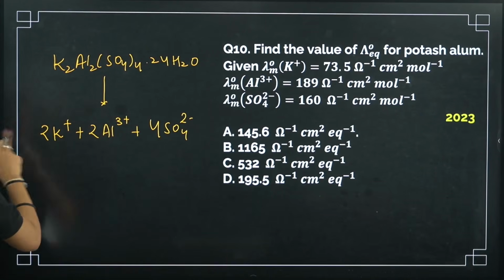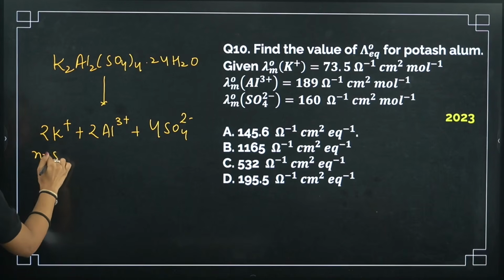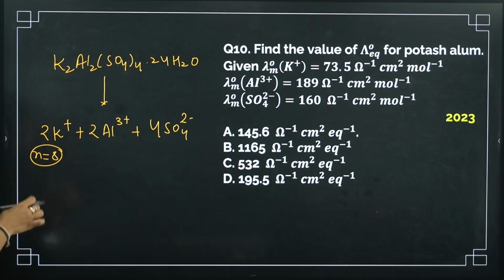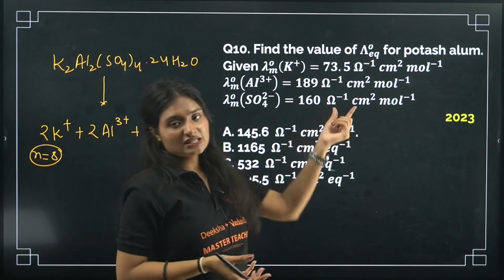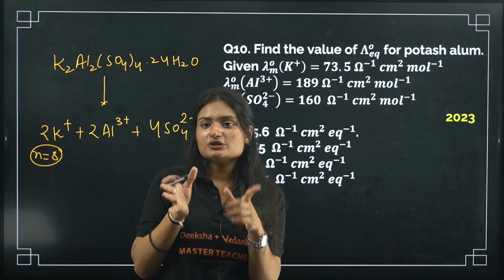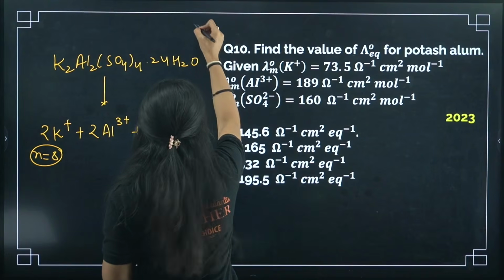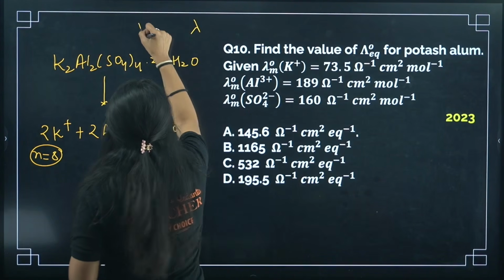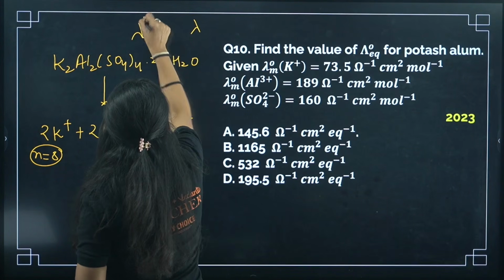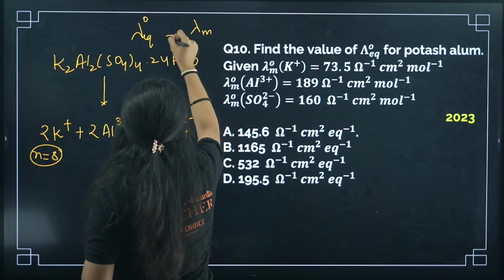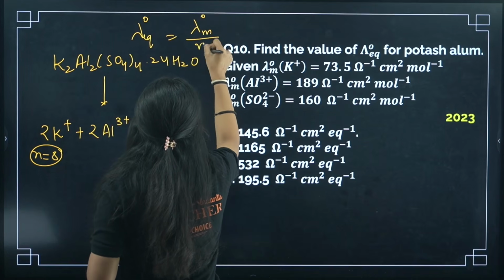That means the number of ions involved is 8. We are given the molar conductance values. Firstly, you should know that there is a relationship between molar conductance and equivalent conductance. Equivalent conductance at infinite dilution equals molar conductance at infinite dilution divided by the n factor.